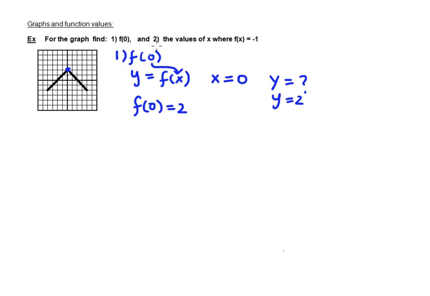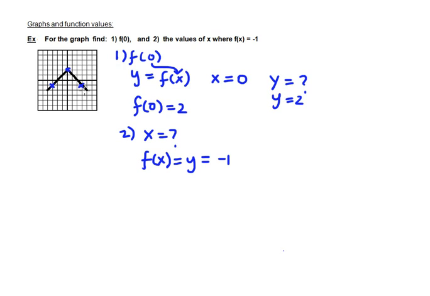Next, we want to find the values of x where f of x is equal to negative 1. Again, this time we're explicitly told we're finding the x value or values, and we're told that f of x, which is equal to y, is equal to negative 1. So on the graph, we'll look for y equal to negative 1, which is below the x-axis here. We can see that the places where we intersect the graph are in the third quadrant over here, and also in the fourth quadrant at this point.